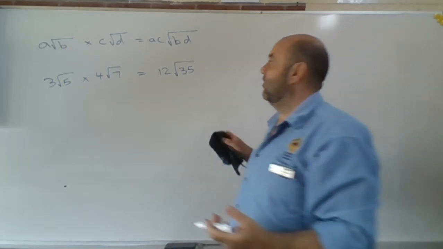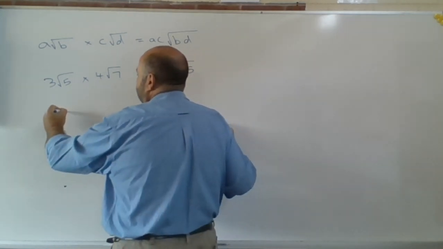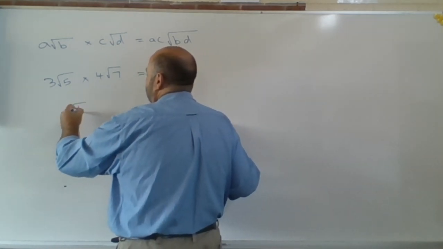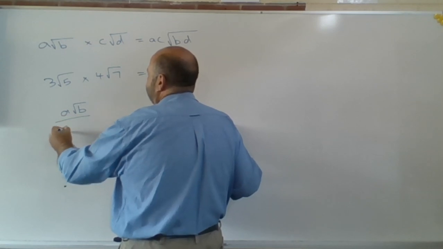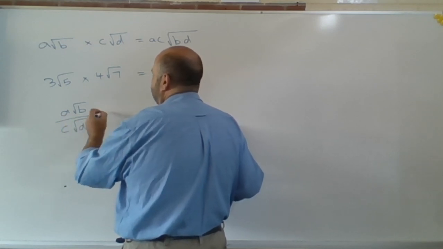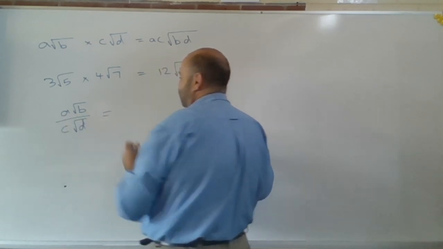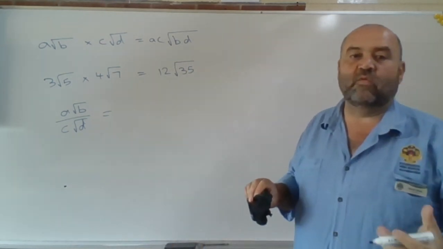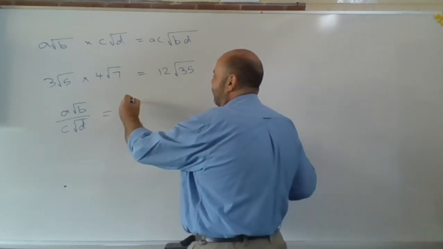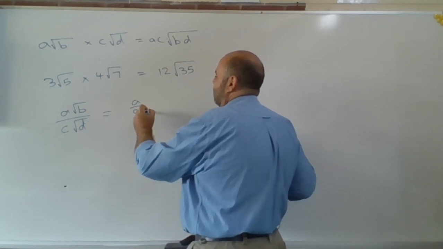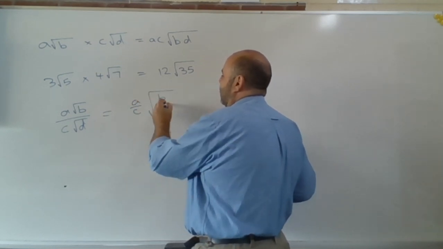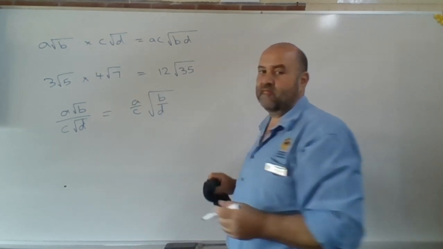Likewise, when we're dividing, it works exactly the same way. If I've got A times the square root of B divided by C times the square root of D, that's going to work out as A over C multiplied by the square root of B over D.